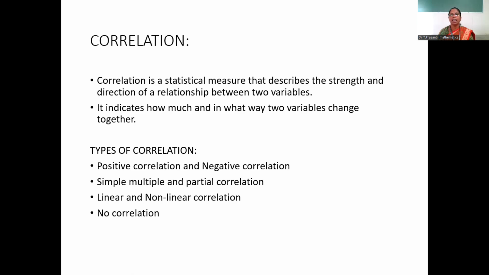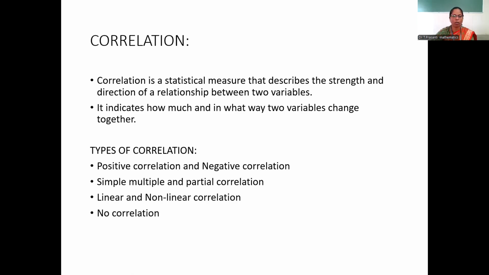Then what about negative correlation? It's very clear here. Negative correlation means one variable is increasing and another variable is decreasing, or else one variable is decreasing and the second variable is increasing. So the change in one variable reflects the opposite change in another variable, then both are in the opposite direction. That correlation is called negative correlation.